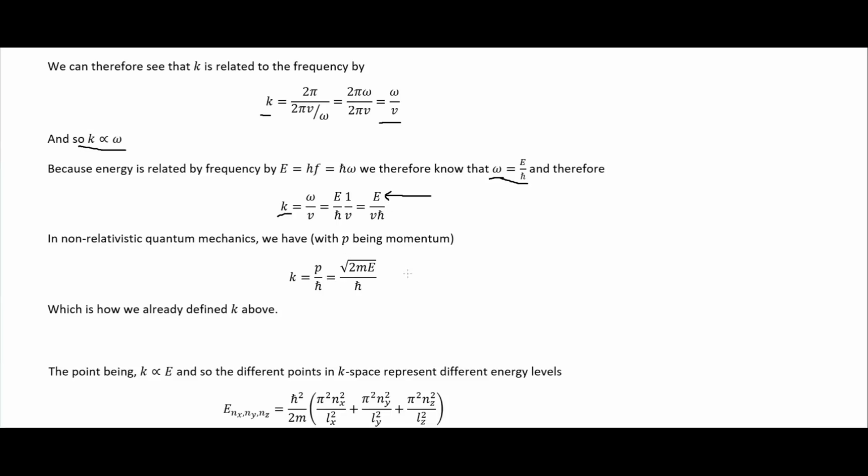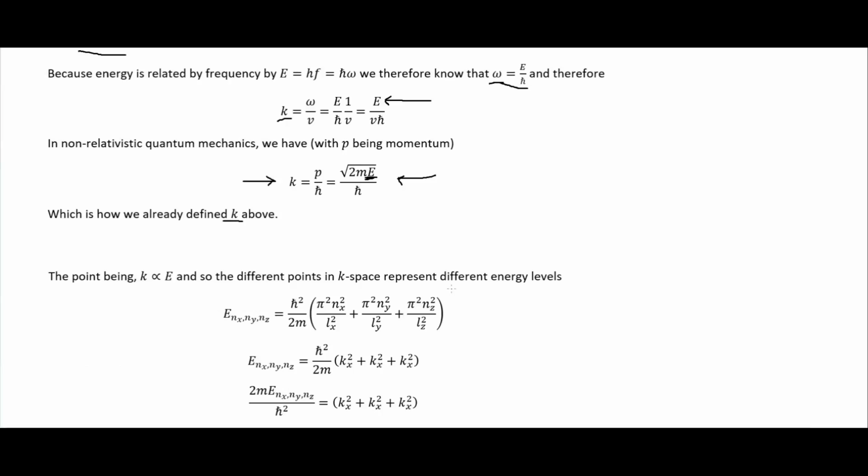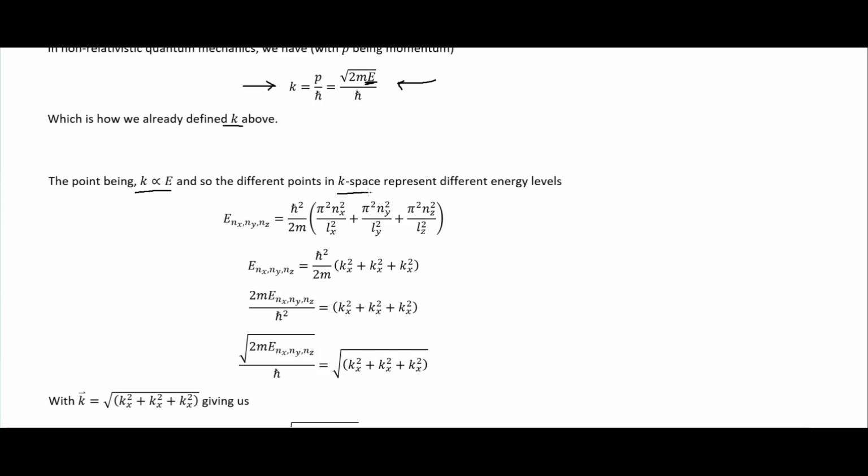And in fact, we have this, so k equals momentum over h bar, which is just equal to this, which is how we already defined k above. And so we see that k has the energy here in the numerator. And so you can think of ks as energies. So like I said, the point being k is proportional to energy. So the different points in k-space represent different energy levels in our material here. And so this is our allowed energies here, which then we turn each of these into their k.